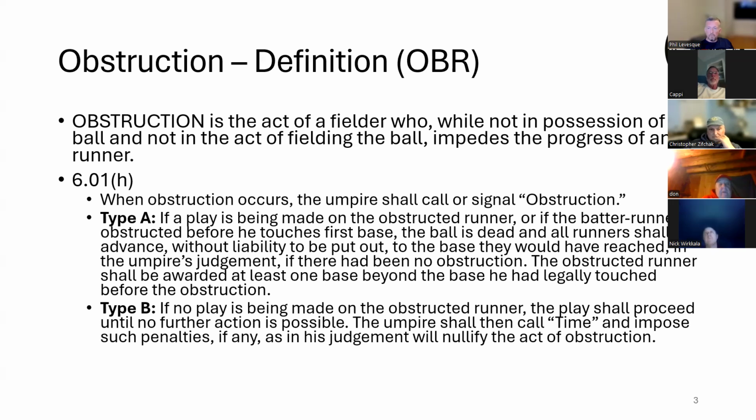This is different than type B, where there's no play being made on the obstructed runner. So this is the classic runner rounds first base, first baseman is just standing there watching the action, and the batter runner runs into him. That's type B obstruction. There's no play being made, nothing's imminent. In those cases, we let the play run. Then when the play is over, we call time and we enforce any penalties that will nullify the obstruction. So if you thought that batter runner had a double and stayed at first because of that obstruction, you give him second base. If you don't think they were going to get second base, you keep them at first.